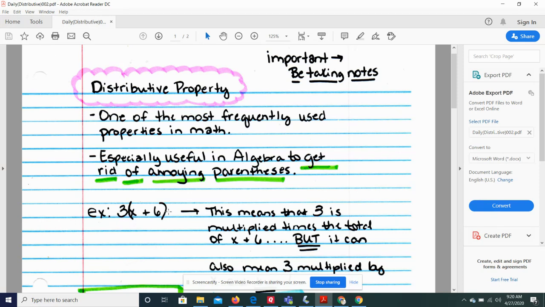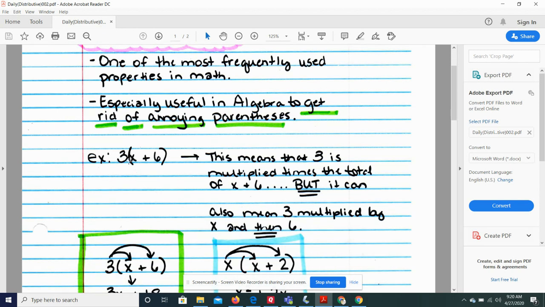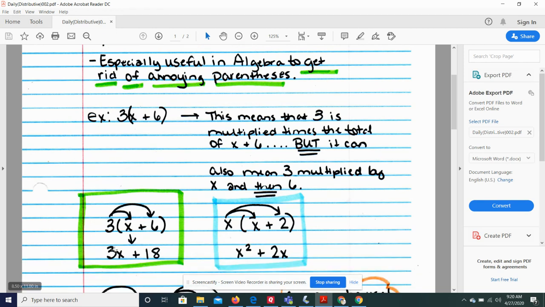Like if we were using numbers, we'd go ahead and do what was in these parentheses first. But since we can't add x and 6, to get rid of the parentheses, we distribute that 3 to both the x and the 6. So when we do that on this particular problem, 3 times x is 3x. 3 times 6 is 18.